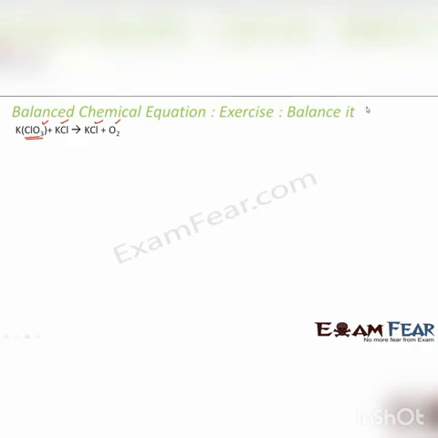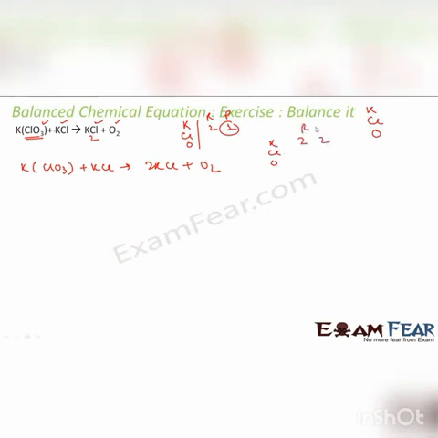Any metal? No. Non-metal? Potassium, chlorine, oxygen, all. So oxygen we'll put last because oxygen and hydrogen have least priority. So let's see the balance. This is my reactant, this is my product. Potassium is 1, 2, and in product there is only 1 potassium. It is not balanced. Let's multiply this one with 2. So what you get is KClO3 plus KCl is equal to 2 KCl plus O2. Now let's again see whether it is balanced or not. Potassium is 2 here. Here also 2.